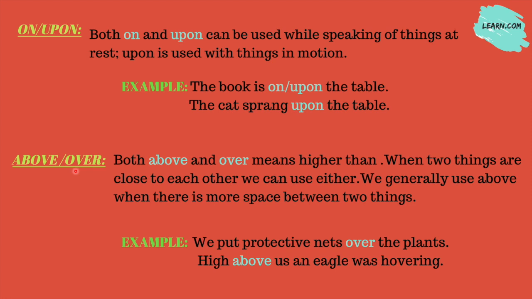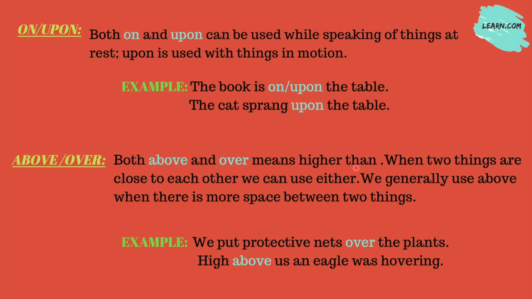See, both the things mean something higher than. Above also means the same thing, and over also means the same thing. But what is the difference? We'll come to know. Both above and over mean higher than, they show a level higher than. When two things are close to each other, we can use either of them.